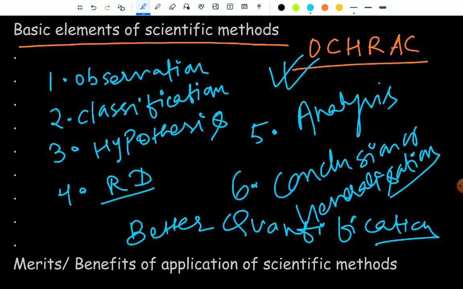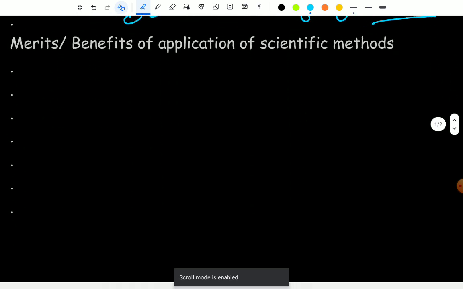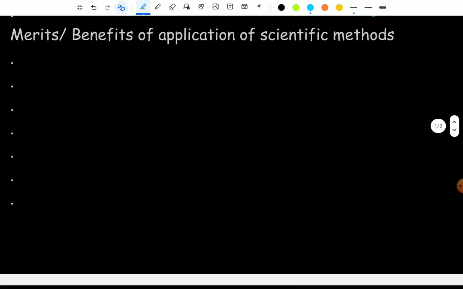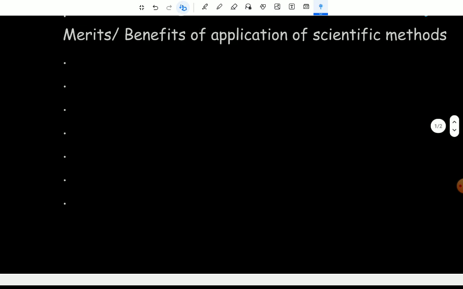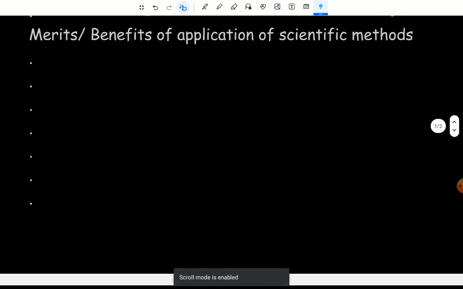Next, let us move on to the merits or benefits of the application of scientific methods.